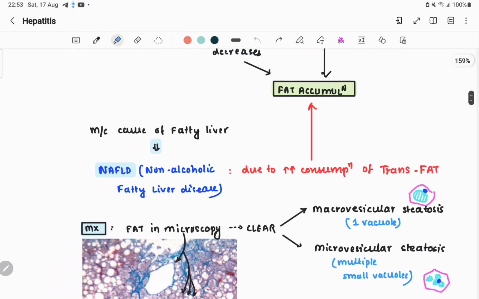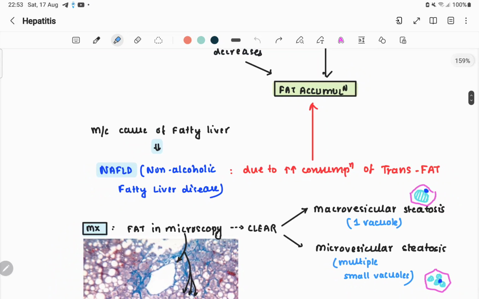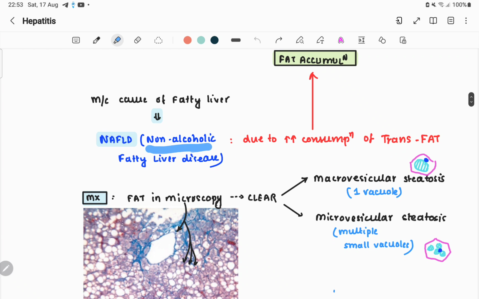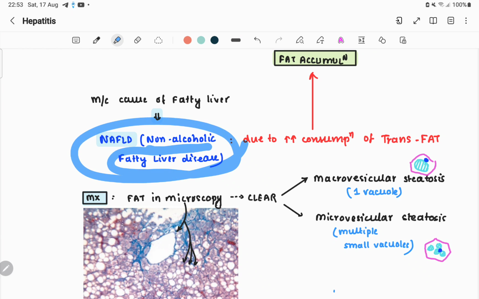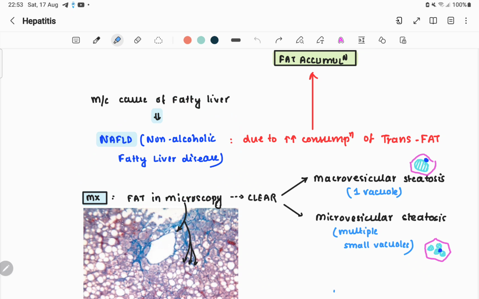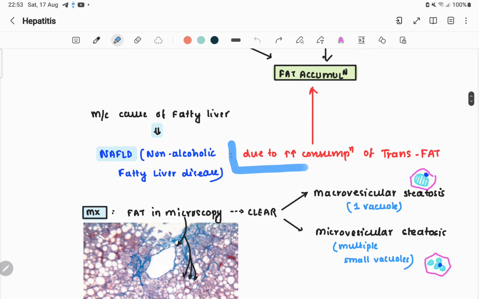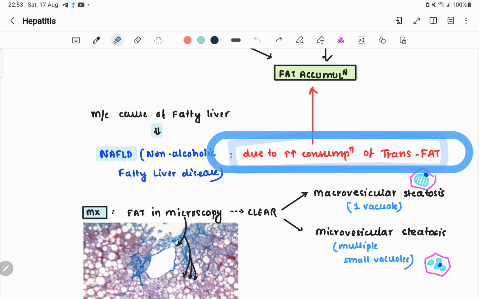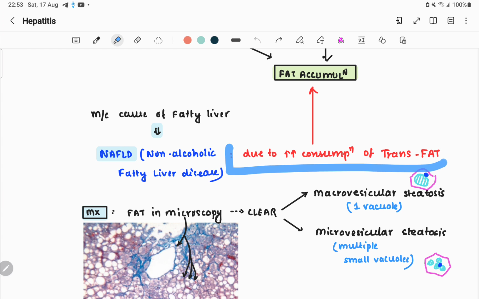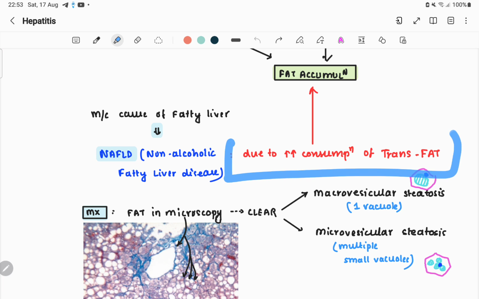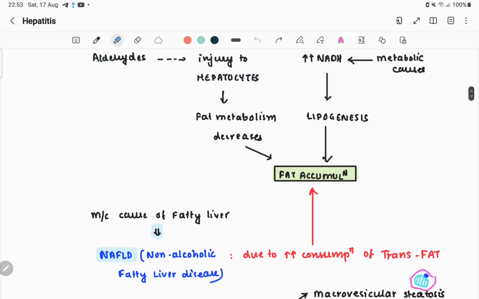And another etiology, the most common cause of fatty liver, is NAFLD. NAFLD is non-alcoholic fatty liver disease. Non-alcoholic means it occurs not in alcoholics. It is due to the consumption of trans fat. All the pizza and burger you all are eating, that is a consumption of trans fat. And this consumption of trans fat also is responsible for the accumulation of the fats.